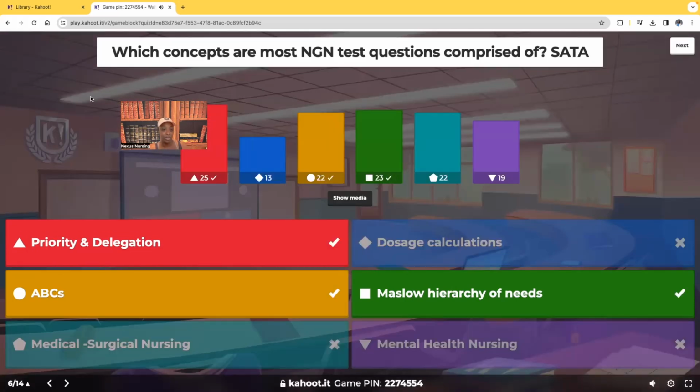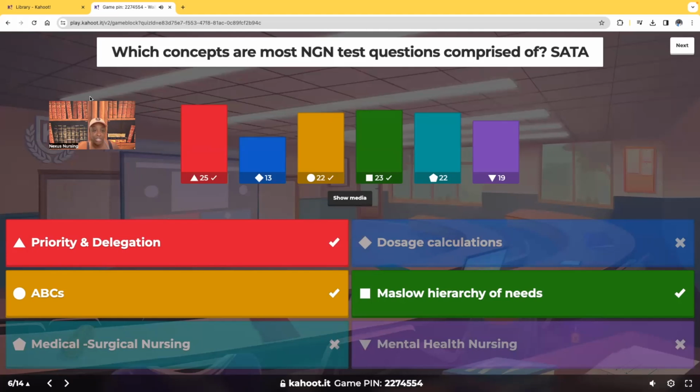Okay, the correct answer: priority, delegation, airway, breathing, circulation, and Maslow's hierarchy of needs. Whether it's a psych question, a peds question, a maternity question, or a med surg question, usually it comes down to these three. Well, except for dosage calculation, because dosage calculation is just the math. You got to do the math.